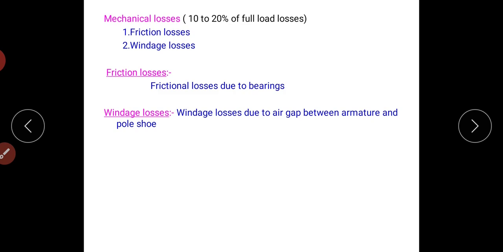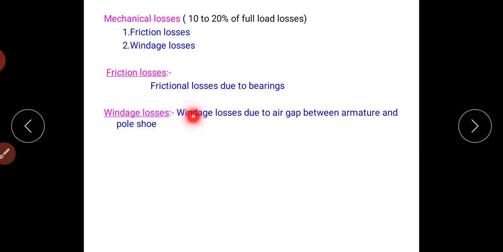Okay, next one, mechanical losses. These mechanical losses are approximately 10 to 20% of full load losses. The mechanical losses are divided into two types: frictional losses and windage losses. The frictional losses are due to bearings. Okay, we know that inside the generator, for smooth operation, we are using bearings. But bearings also have some losses. The losses due to bearings are called frictional losses.